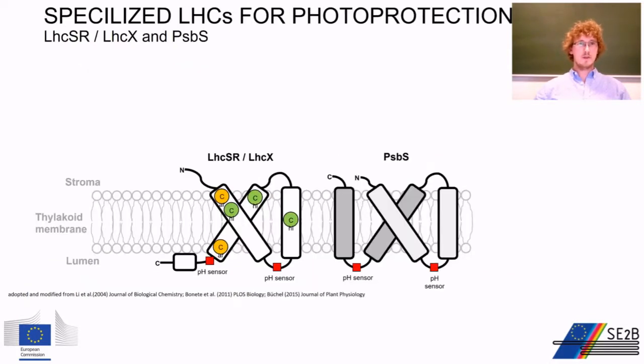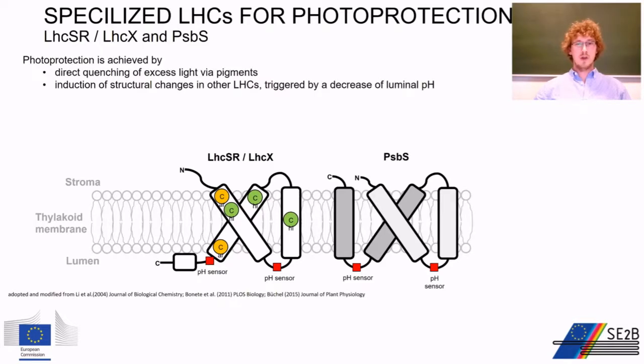In simplified terms, the photoprotection is achieved by two different mechanisms, which are still not fully understood. The one is the direct quenching of excess light via pigments, and the second one is induction of structural changes in other LHCs triggered by a decrease, for example, in the luminal pH. These specialized proteins that I mentioned are the LHCSRs, or also called in some species LHCX, and the PSBS protein. It is, however, important to note that all LHCs have some degree of capacity for photoprotection. It's just that these ones are specifically evolved in that direction.